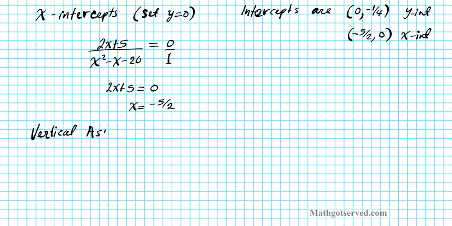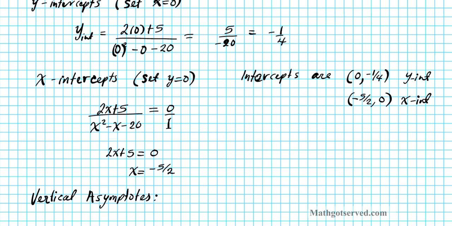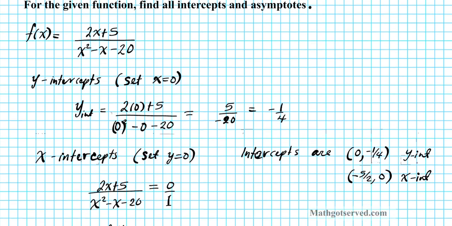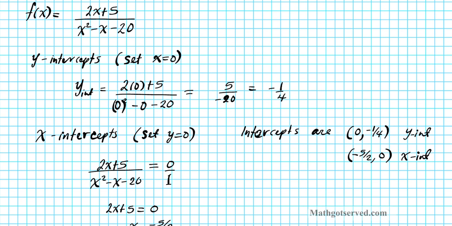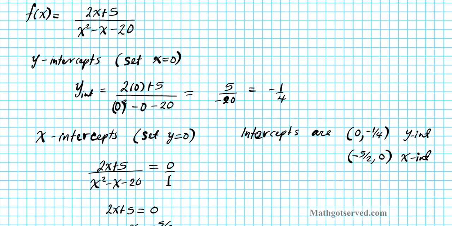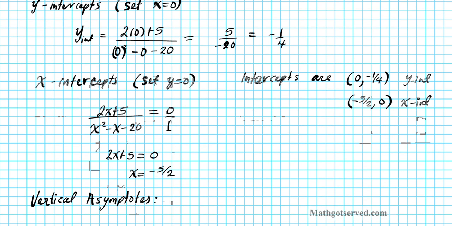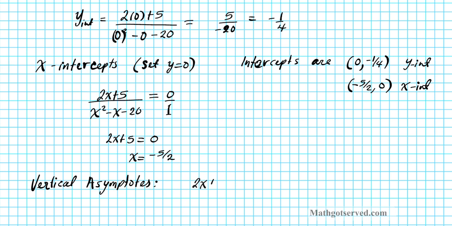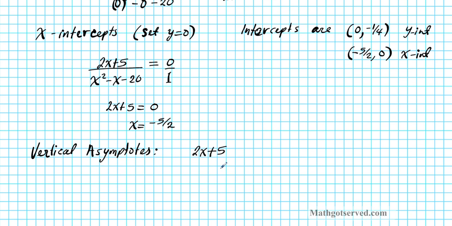So to find the vertical asymptotes, we are going to look for what makes the function undefined. Okay, so what makes this rational function undefined? It's undefined when the denominator is equal to 0. Okay, so also we have to ensure that we do not have any removable discontinuities included. So we have 2x plus 5 divided by x squared minus x minus 20. All right, so the numerator is prime, it cannot be factored, so let's factor out the denominator.